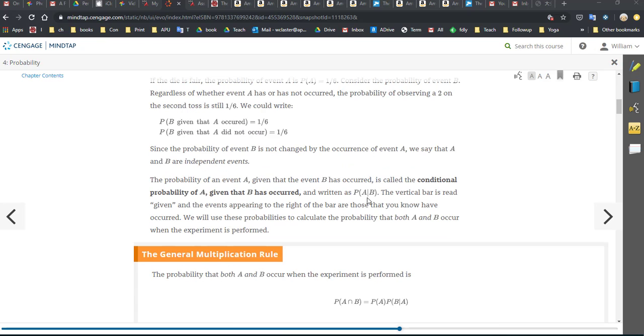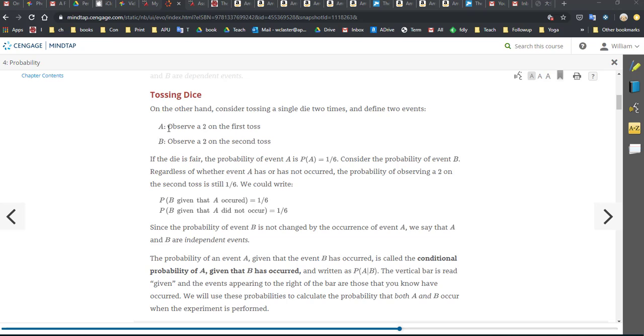And then we saw this new notation with this vertical bar here. And I said that that does not mean divide, has nothing to do with divide. It just is a shorthand way for writing something like this. So what does this say? A here is getting a 2 on the first toss, and B is getting a 2 on the second toss. And this says the probability of B given that A occurred. So the probability of getting a 2 on the second toss given that we got a 2 on the first toss. So that's 1/6.